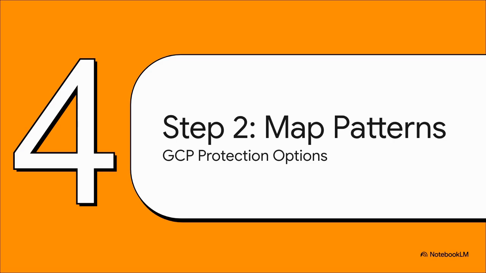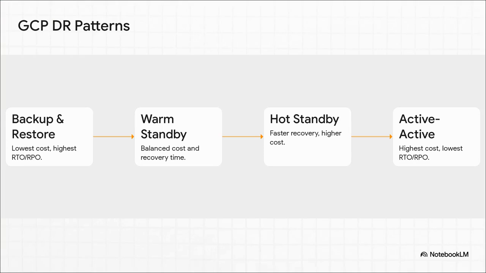Which brings us, naturally, to step 2. We know what we need to protect, and we know how much protection it needs. Now we can start mapping those needs to the actual protection patterns we have available on Google Cloud. And on GCP, you've got this whole spectrum of options. You see it laid out here.